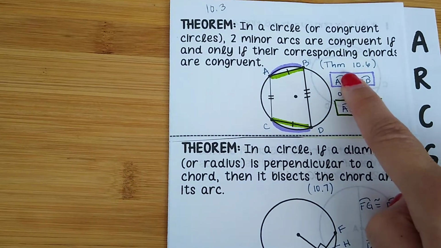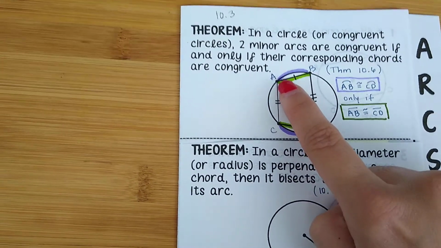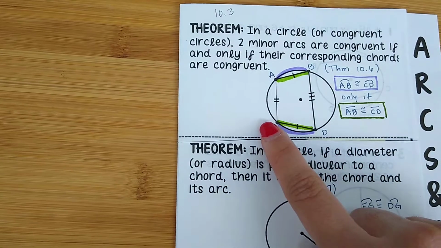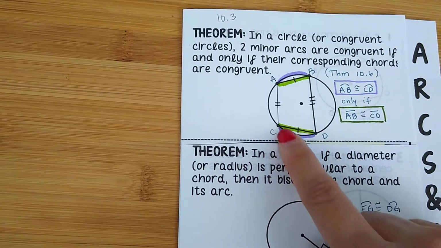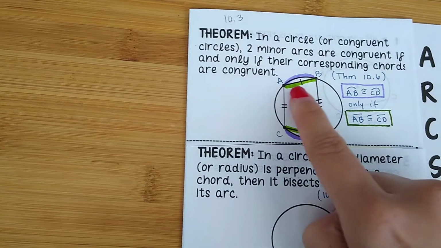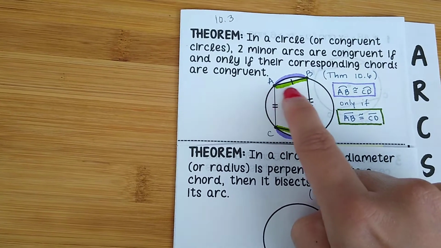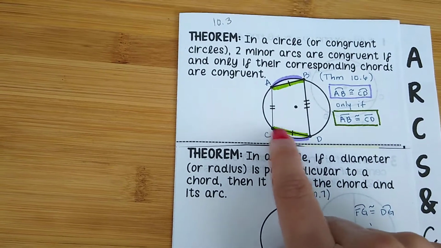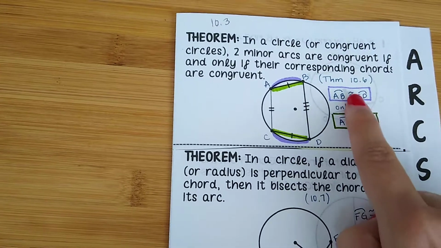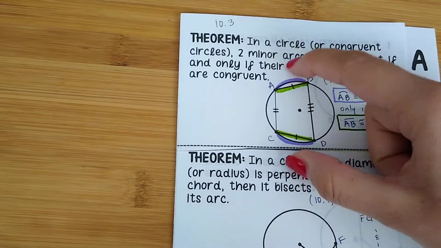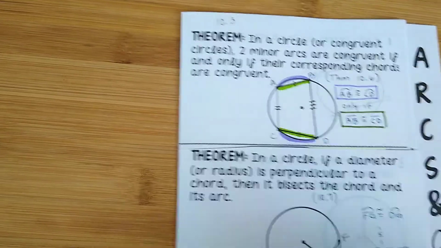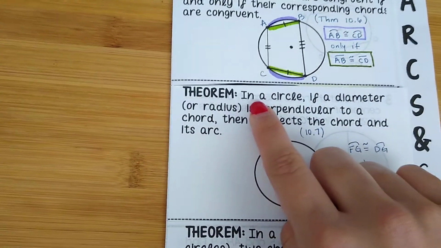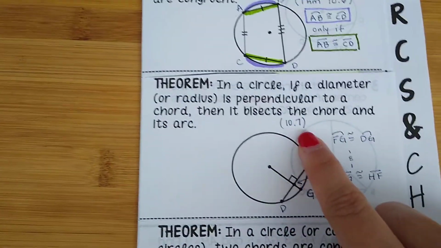So it's saying that 2 minor arcs, again, in this case AB and CD, are congruent if and only if their corresponding chords, in this case chord AB, is congruent to chord CD. So that's what it's saying. These 2 minor arcs are congruent if the distances are congruent. Okay. For this next one, this theorem is 10.7.